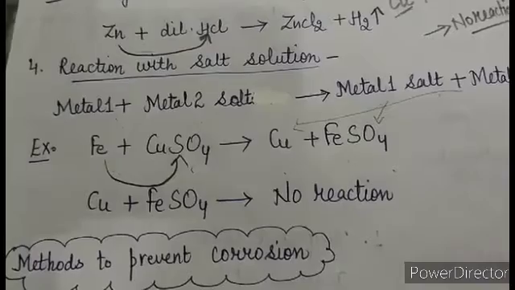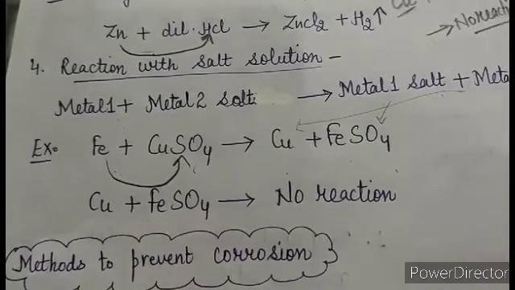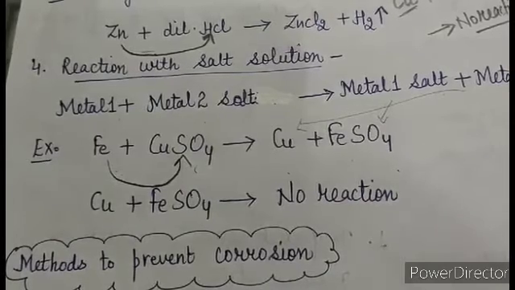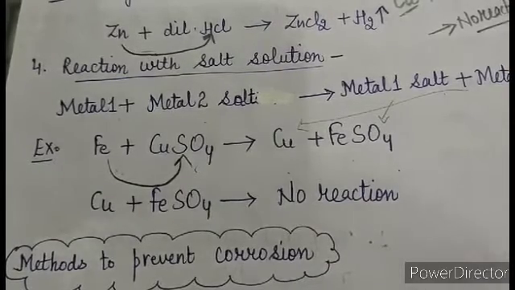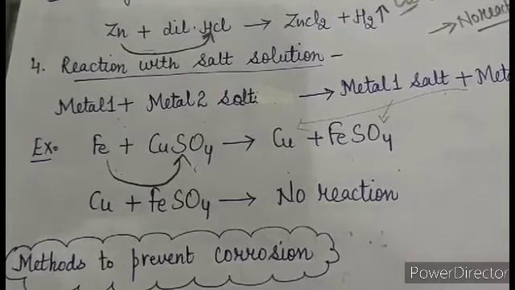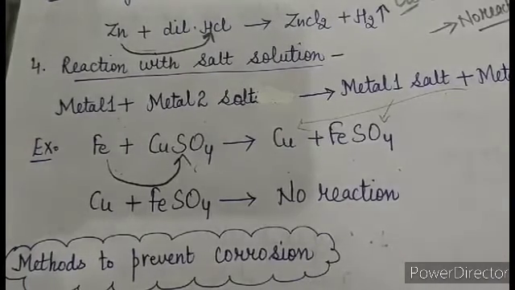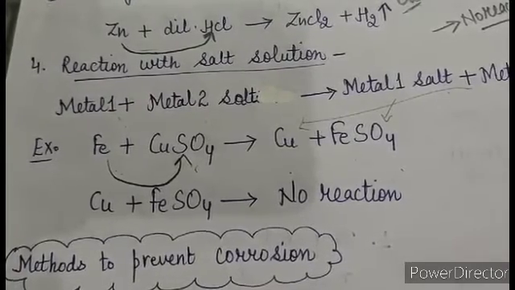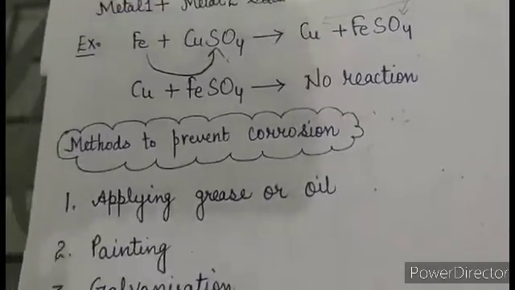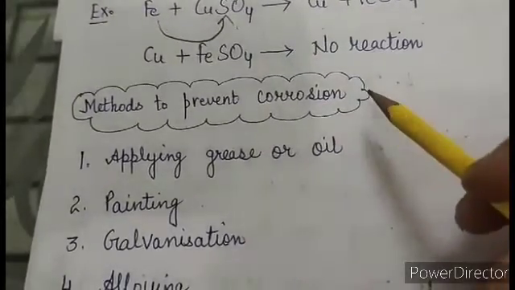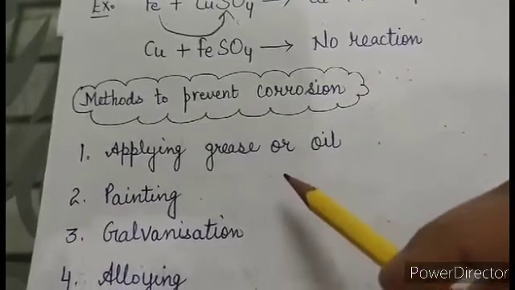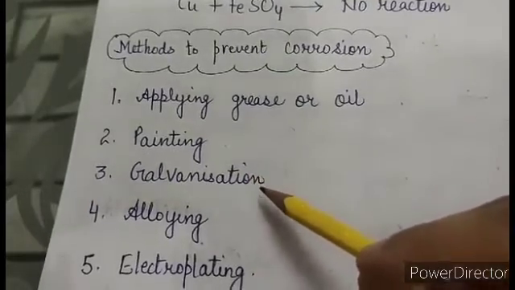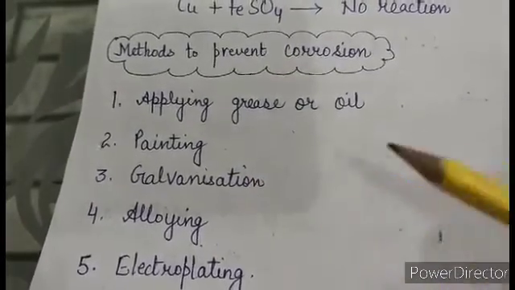After then we have discussed what? Corrosion of metals. That was the formation of layers of undesirable compounds on the surface of metals due to exposure to oxygen and moisture. And the metals that undergo corrosion are what? Silver, gold, aluminium, copper, iron. And after then we have discussed methods to prevent corrosion. That means first method is what? By applying grease or oil. Second, by painting, galvanization, alloying, electroplating.